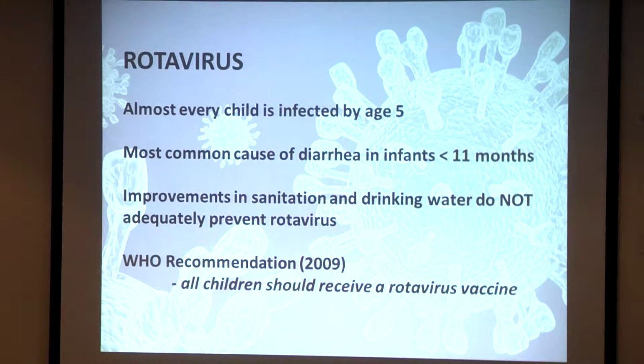Rotavirus is called a democratic virus. Almost all children worldwide, whether you live in the outskirts of an African village or in Melbourne or in Brisbane, get an episode of rotavirus disease before they're 5 years of age. Improvements in sanitation and drinking water do not adequately protect from rotavirus disease. In 2009, the WHO recommended that all children worldwide should receive a rotavirus vaccine.